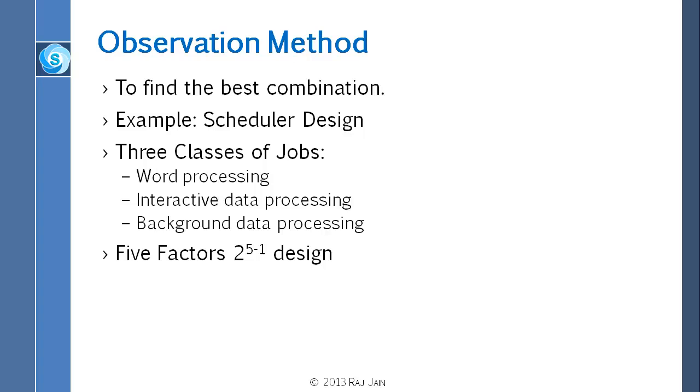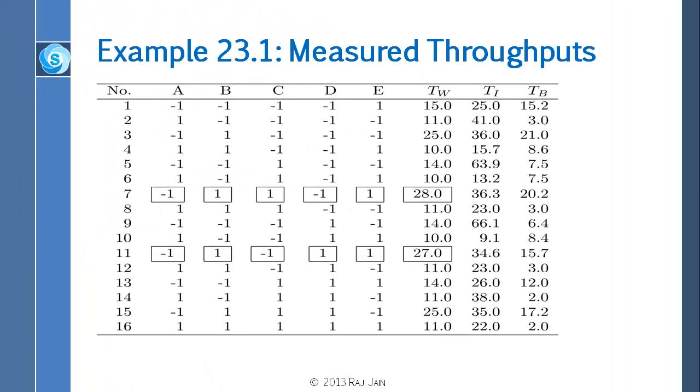It doesn't really matter, and we have used a 2 to the 5 minus 1 design. These are the 16 experiments right here, and these are the values of the 5 factors which we did not list, but A, B, C, D, E. So these are the 5 factors, and these are 3 separate metrics, so they are not related. This is the throughput on the word processing, throughput on the interactive jobs, and throughput on the batch jobs. And we are just going to analyze, let's say, only one right now for you, and that is throughput for the word processing.